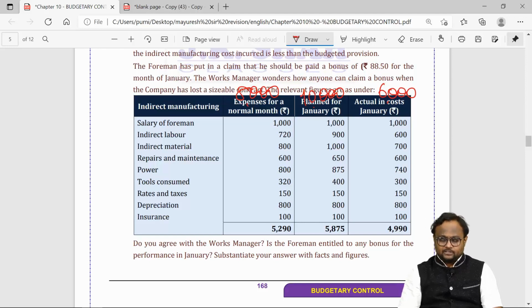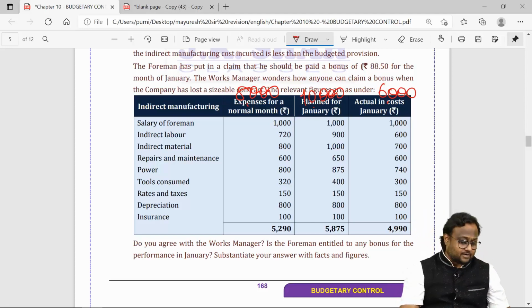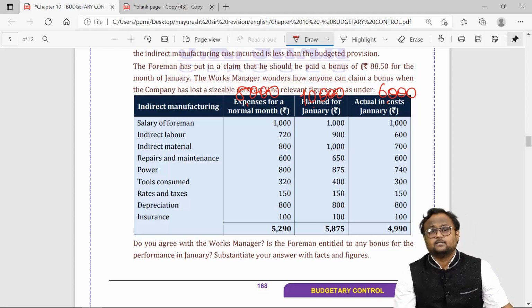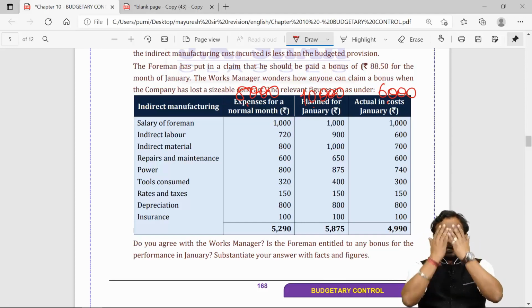Second important part here is before you convert your budgeted data, let me tell you one thing. Your one budgeted data is at 8,000, another budgeted data is at 10,000. That means they are not at par. So first of all, you'll have to bring them at par.